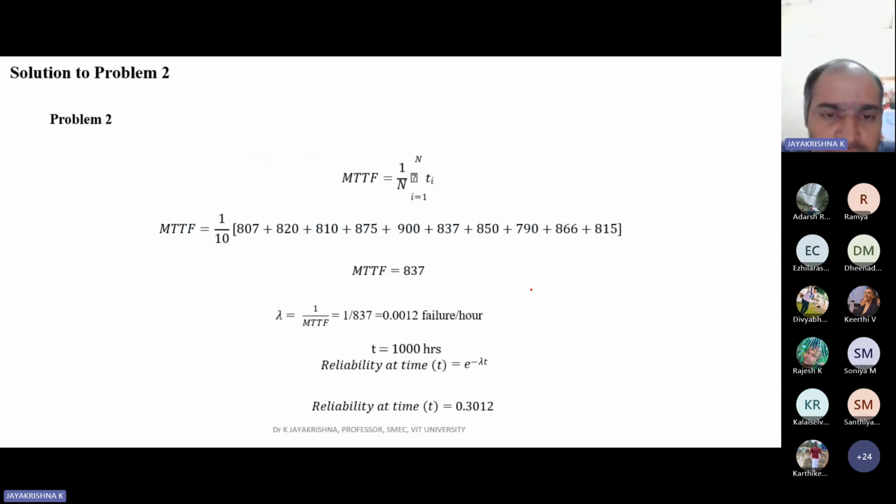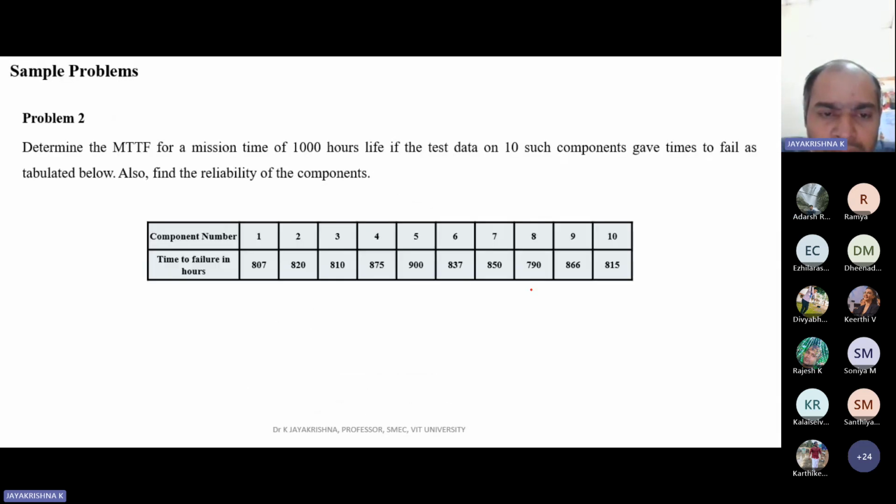Now this is for a small sample, 10 samples. So what you are going to do is add all these values and divide by 10, because these are times to failure. Now we have to find the mean time to failure. Mean time to failure means you add everything and divide by 10.